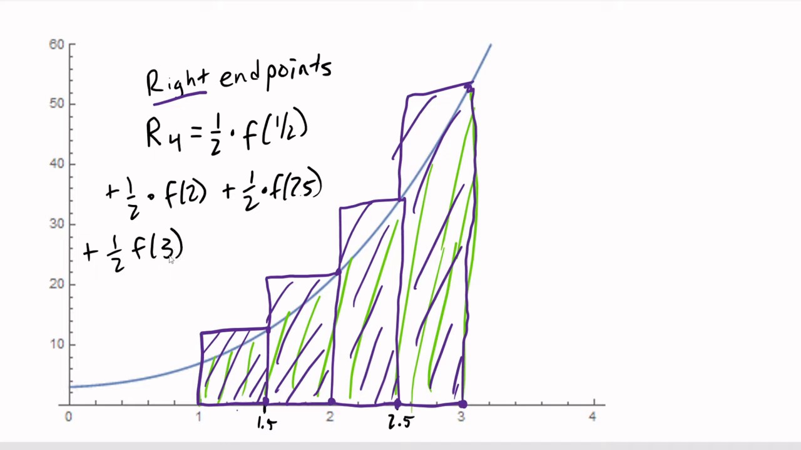F of 3. I didn't use that last time because it's the rightmost x value, so it's only going to show up in the right endpoints, not the left. But I left off the leftmost point because I'm doing right endpoints. So I can figure out what this is, and I have my approximating area.